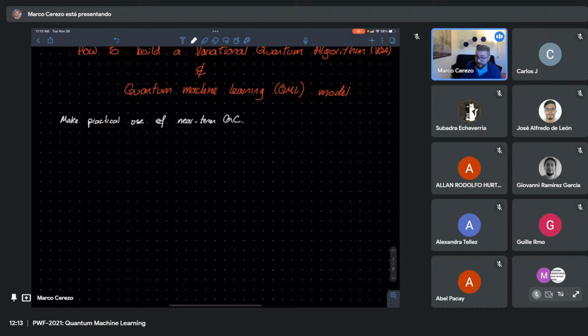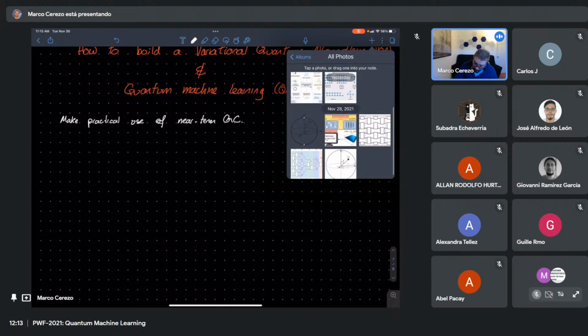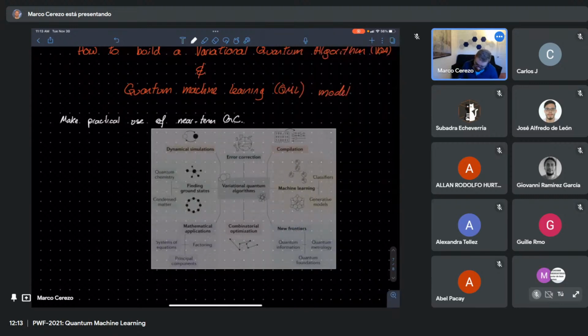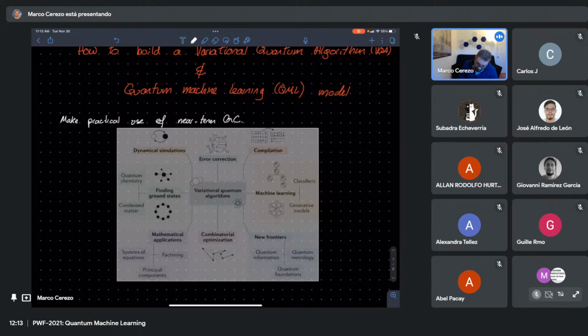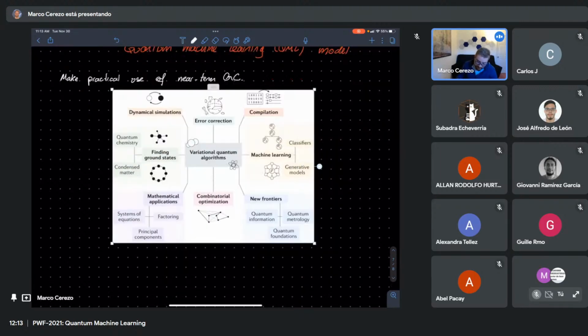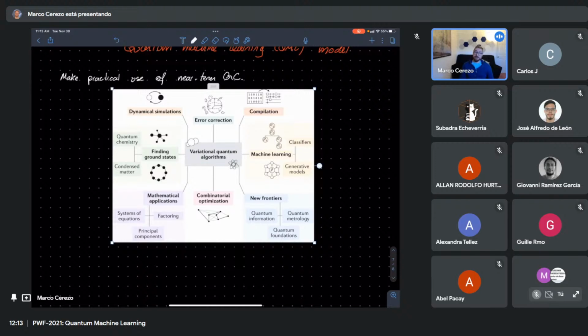How can we get the best out of those limited, qubit-limited and error-prone devices? And as we said here, there are multiple, let's start with variational quantum algorithms, more general. Let me put this image here. There are multiple applications for which variational algorithms have been envisioned. As you can see here, there are some mathematical applications, for instance finding ground states.